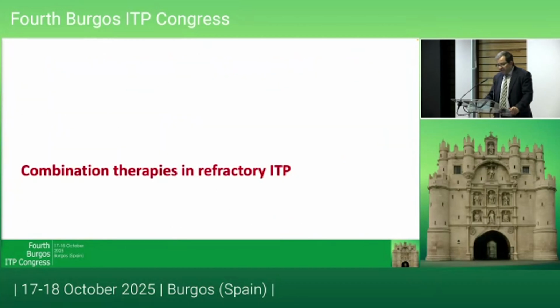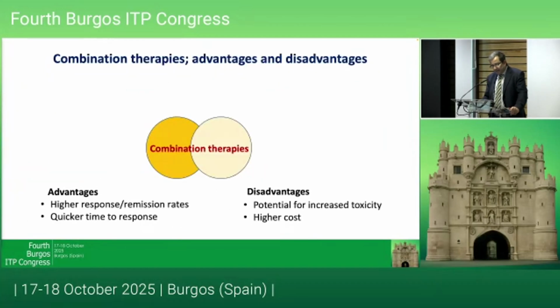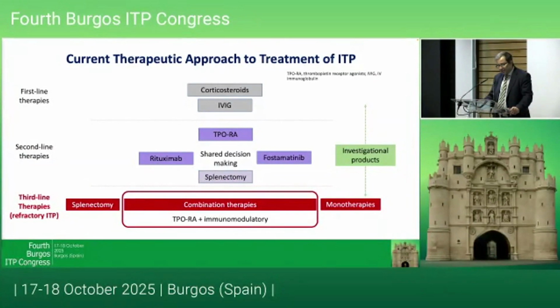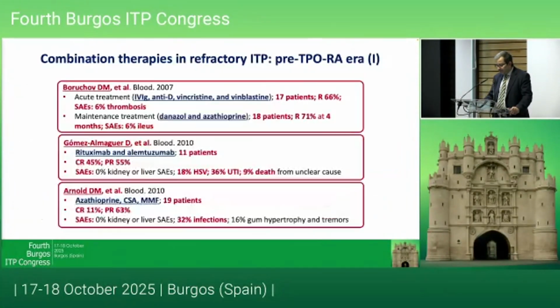Which combination therapies in refractory ITP do we have? This is a cartoon from Walid that I stole from him once. The advantages of the combination are higher responses, higher remission rates, quicker time to response. Disadvantages are the potential for increased toxicity and higher costs. This is also a cartoon from Walid. When we use the combination therapies, TPRA plus immunomodulation in third-line therapies in refractory ITP.